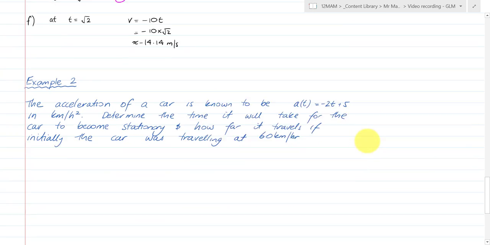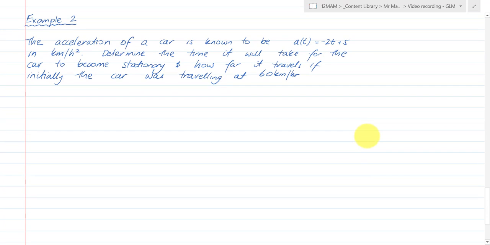Okay, let's look at example 2, which is where I'll stop once I finish this. In example 2, the acceleration of a car is known to be negative 2t plus 5. So this is not a constant acceleration now, it's varying linearly. And in fact, the acceleration is starting at 5 for t equals 0, and decreasing by 2, and eventually becoming negative over time, and then starting to head back. It's in kilometers per hour squared.